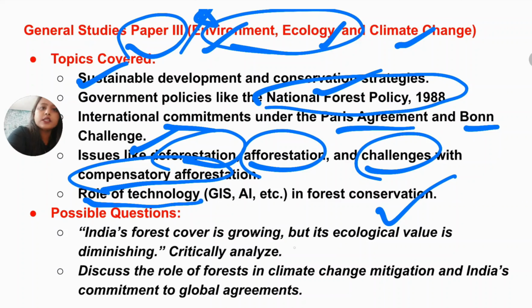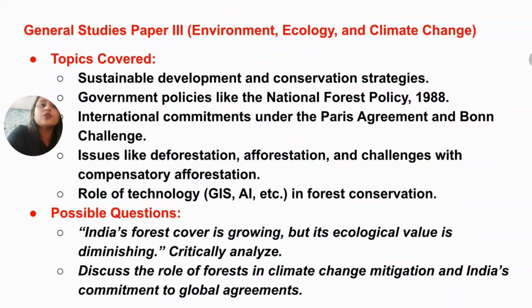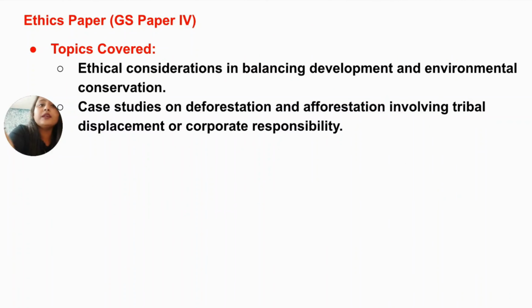India's forest cover is growing but its ecological value is diminishing, so they can ask you to critically analyze this. See, it's a positive statement but tackled with a negative statement, so you need to be able to answer both aspects and also analyze it critically. Second, they can also ask: discuss the role of forests in climate change mitigation and India's commitment to the global agreements. So these are the different ways one can ask questions in the exam, both prelims and mains.